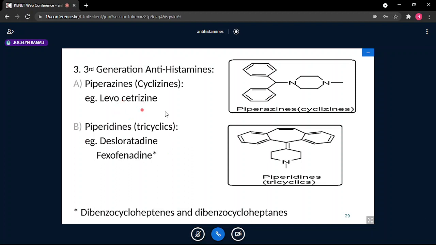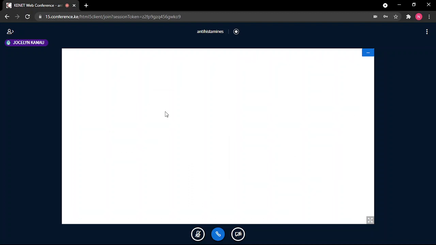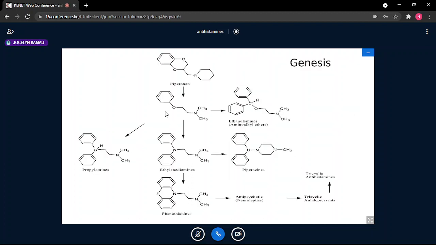the pure isomer of cetirizine, and therefore that fulfills the description we gave the third generation antihistamines, either metabolites of second generation or one of the pure isomers, which gives us the better activity. Again, we are still repeating the same basic structure. They are either piperazines or they are piperidines, but we look at the specific structures as we move on.